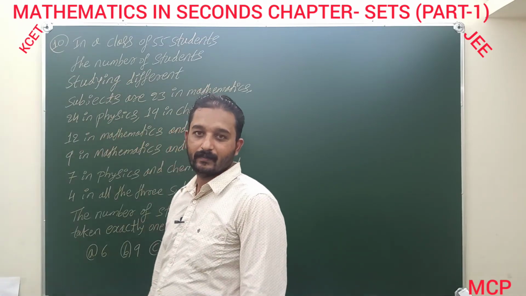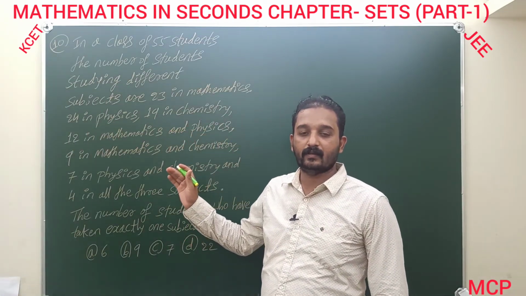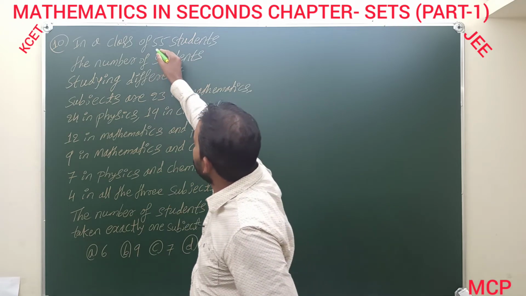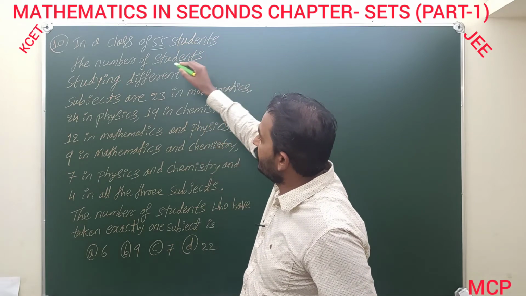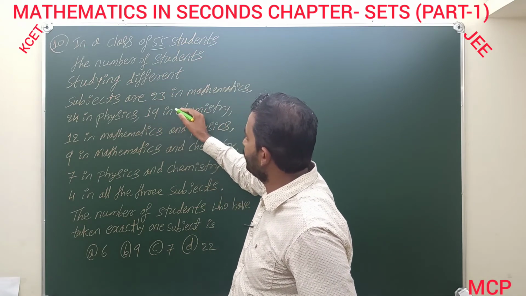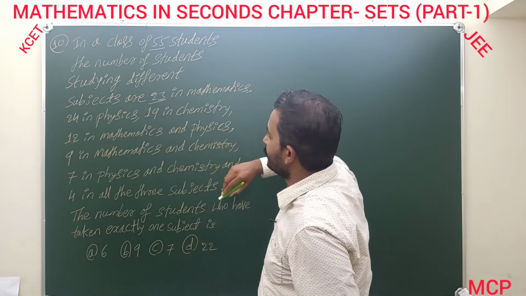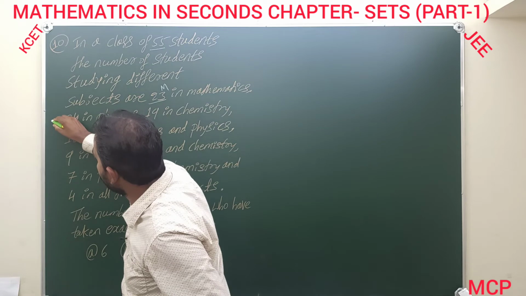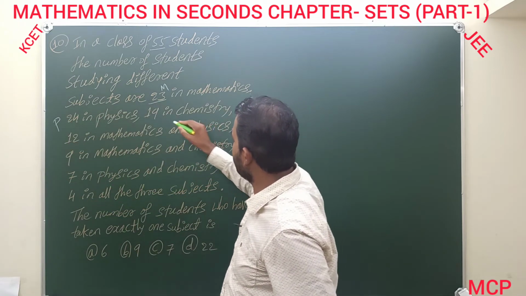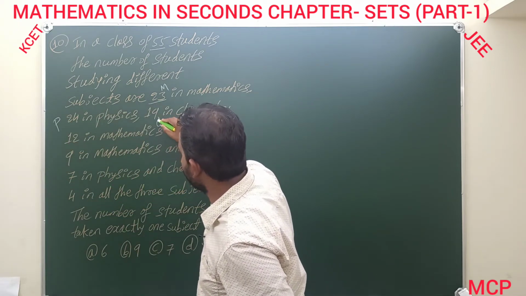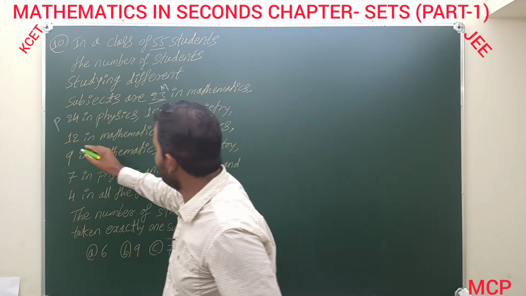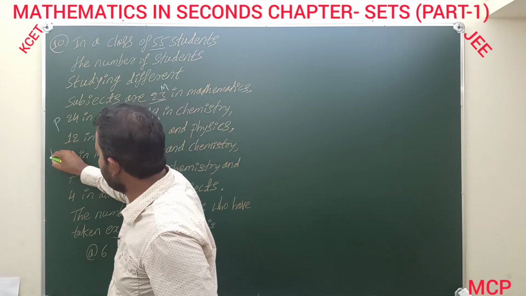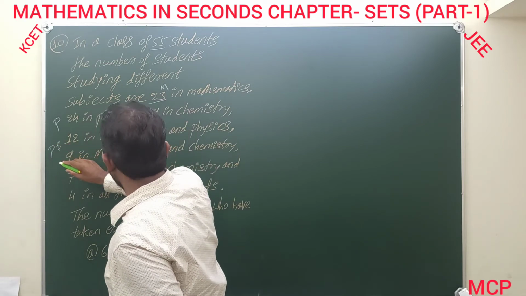Now let us move on to question number 10. This question is based on the topic of cardinality of a set. So let us see the question. In a class of 55 students, the number of students studying different subjects are given. 23 in mathematics, M, 24 in physics, P, and 19 in chemistry, this is C, 12 in mathematics and physics.